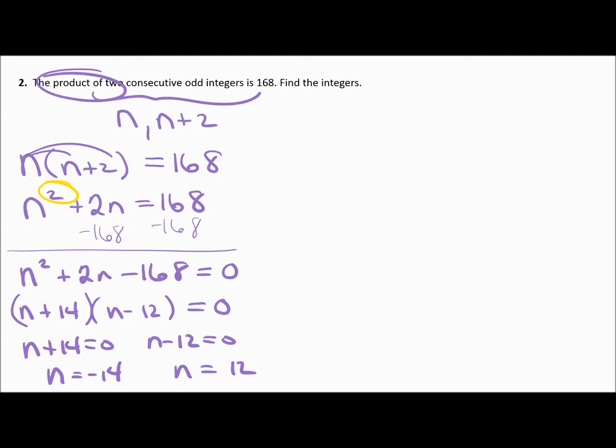You know what? Something's wrong with this problem. Do you see what I see? And if I check my work, I think I've got it right. But these are not odd integers. This is a bad problem. And y'all, I got this right out of the book. So I need to write the folks and tell them that this must be even. Right? This is two consecutive even integers.